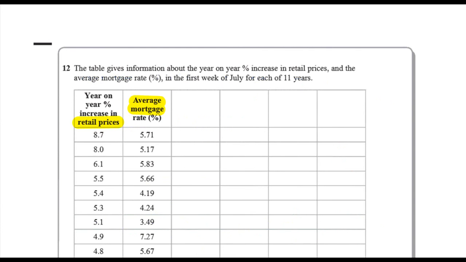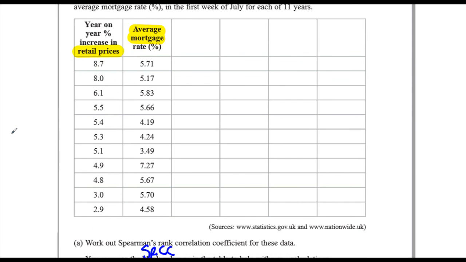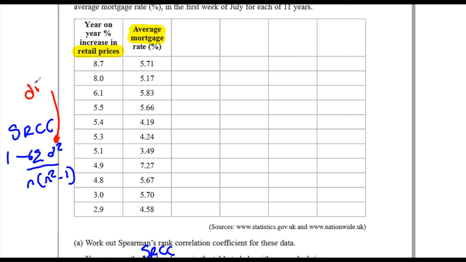So let's write it down. Okay, so SRCC is 1 minus 6 times the sum of d squared, over n times n squared minus 1. Can remember that one right. Okay, so d is your difference, and we'll see how we get that in a minute. N is your number of pieces of data. And that's all you need.